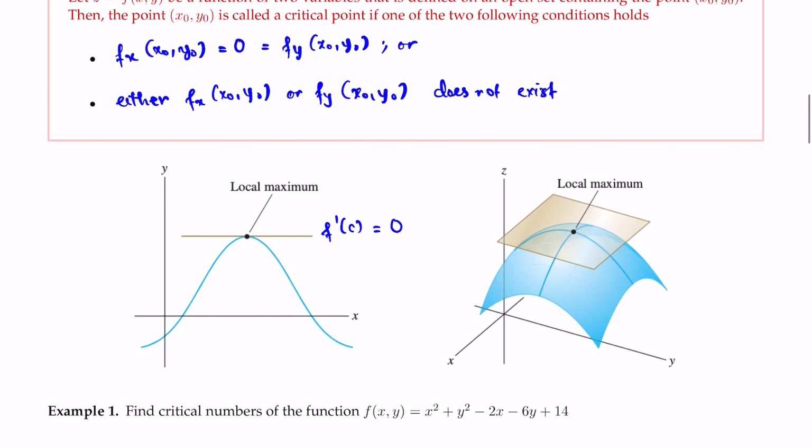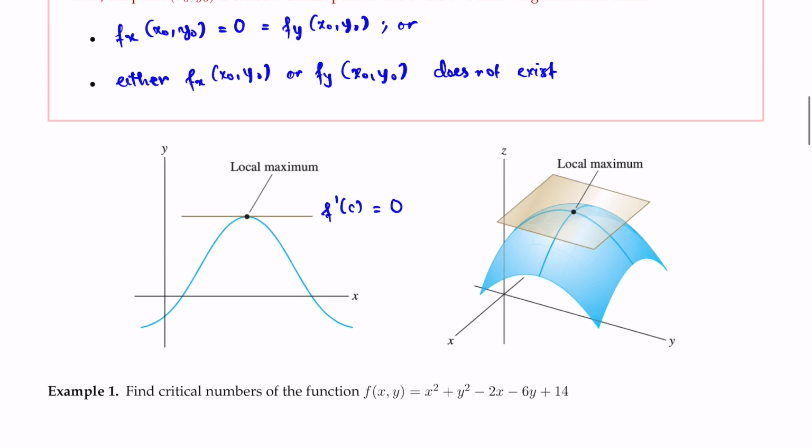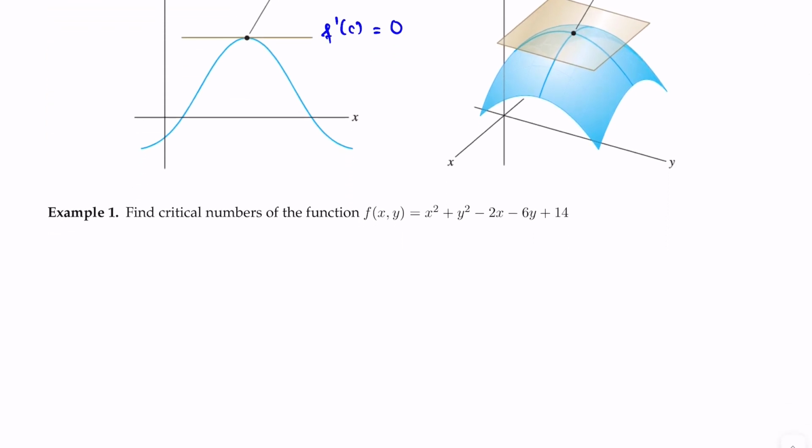It depends on the function, but to find the critical numbers, what you do is find the partial derivative of the function with respect to x and the partial derivative of the function with respect to y, set them equal to 0, and solve for the values of x and y. On the other hand, there may be some functions where the first derivative does not exist at a certain point, and that point is the critical point. Now for this example, you have the function f of x y equal to x squared plus y squared minus 2x minus 6y plus 14.